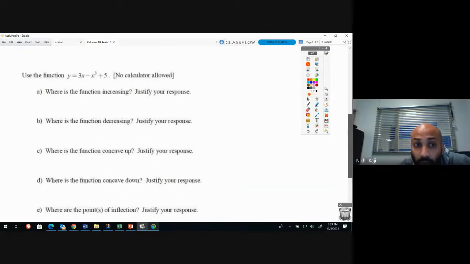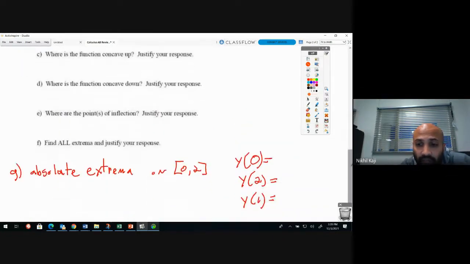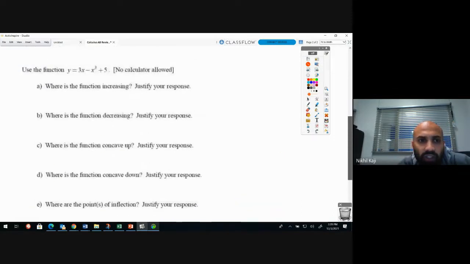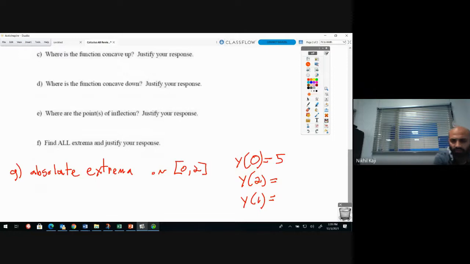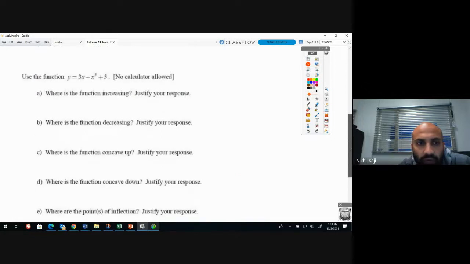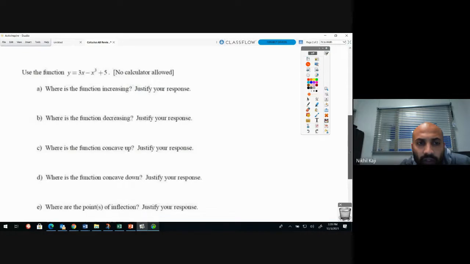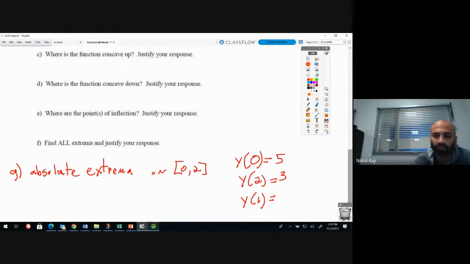Plug that back into our original. That's 5. 6 minus 8 is -2, plus 5, 3. And at 1, 3 minus 1 is 2, plus 5, 7.